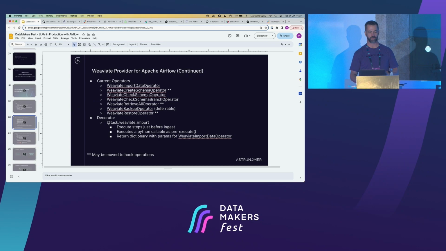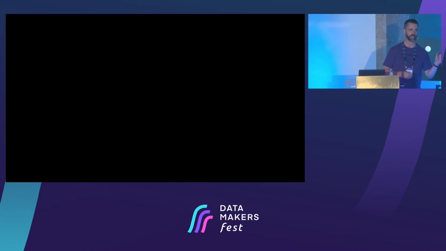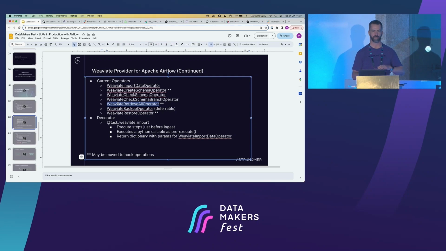I use the retrieve all operator to get that seed baseline that's out there on S3 right now, so that makes a Parquet file dump of it. And then the backup and restore operators are great for local containers. If you're using the hosted instance from Weaviate, they do all that for you, so there's nothing you need to do there. And like I said, there's a task flow operator version of the import data as well.